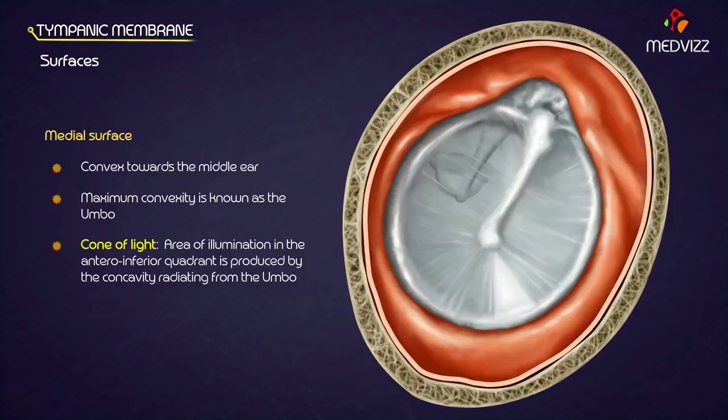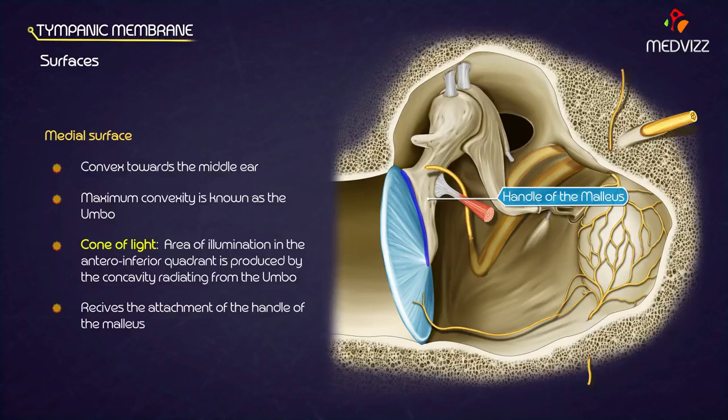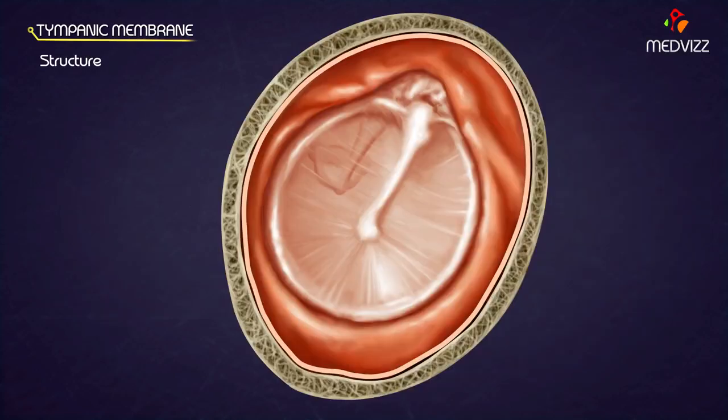When the tympanic membrane is illuminated on inspection, the concavity of the membrane produces a cone of light radiating from the umbo over the anterior-inferior quadrant. It receives the attachment of the handle of the malleus up to the center of the membrane.